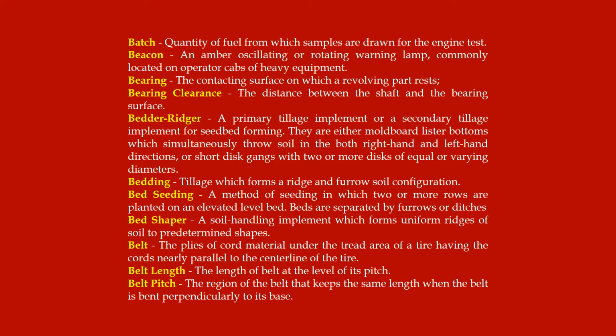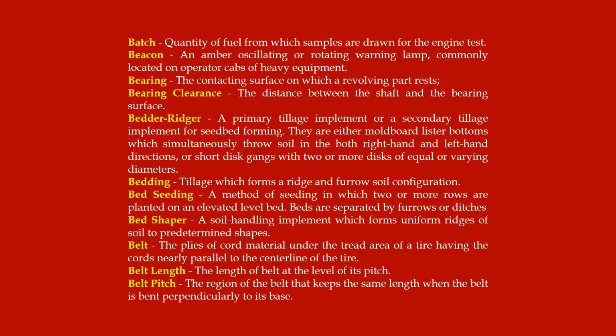Bearing. The contacting surface on which a revolving part rests. Bearing clearance. The distance between the shaft and the bearing surface. Bedder ridger. A primary tillage implement or a secondary tillage implement for seedbed forming. They are either moldboard lister bottoms which simultaneously throw soil in both right-hand and left-hand directions or short disc gangs with two or more discs of equal or varying diameters.